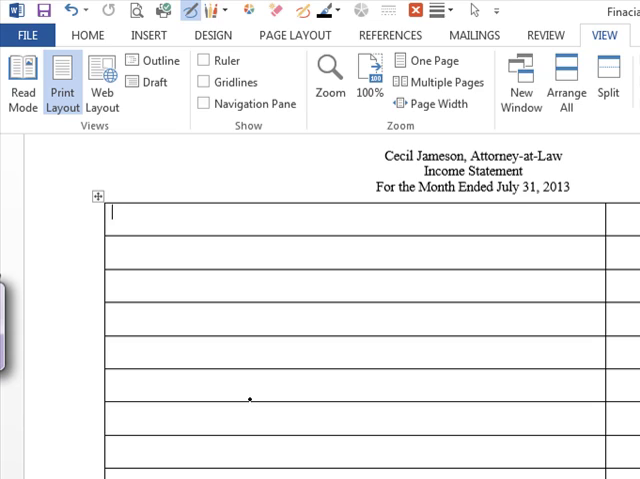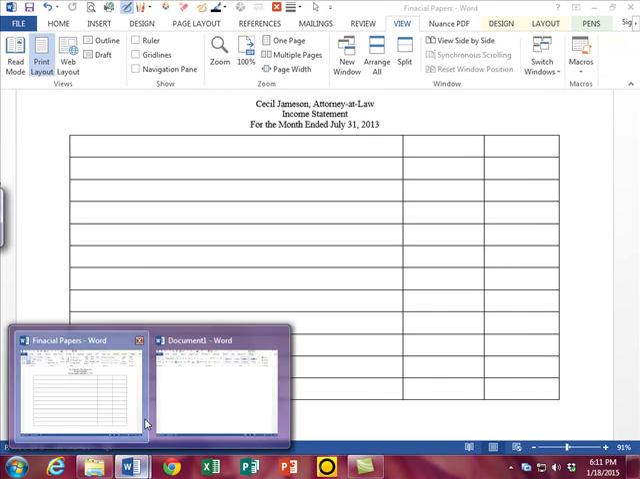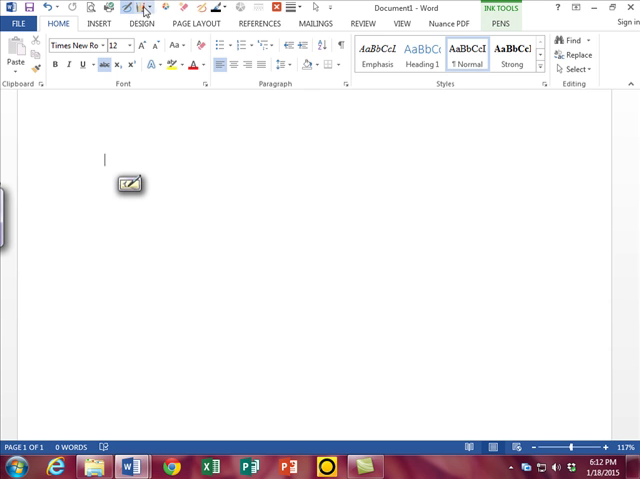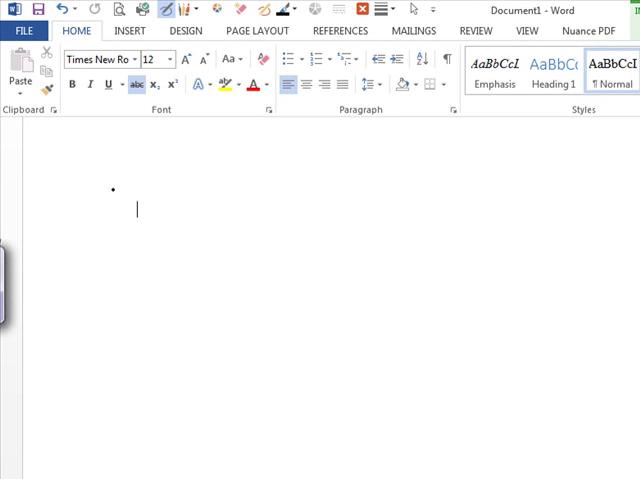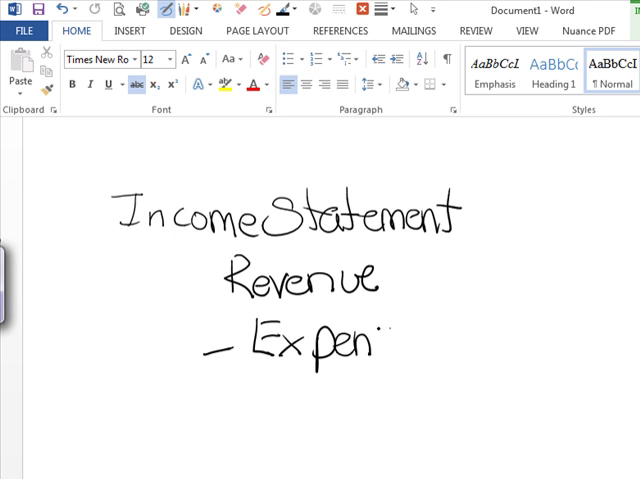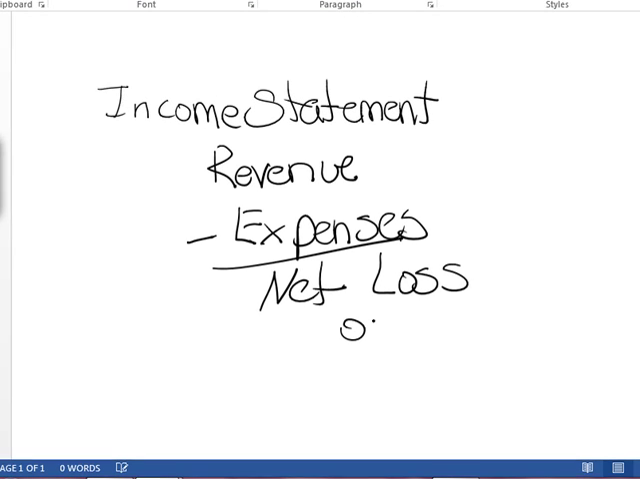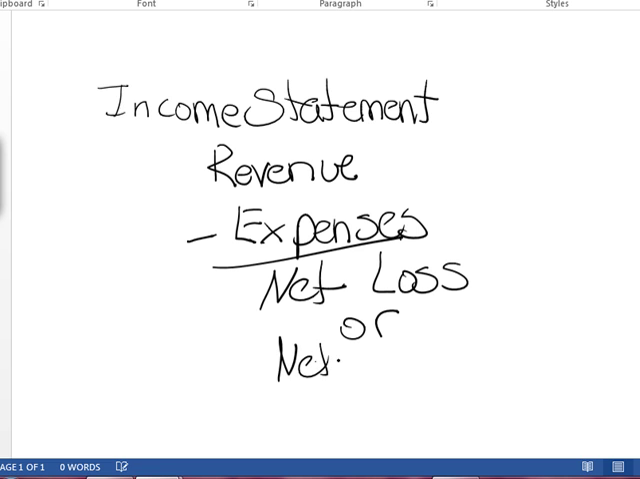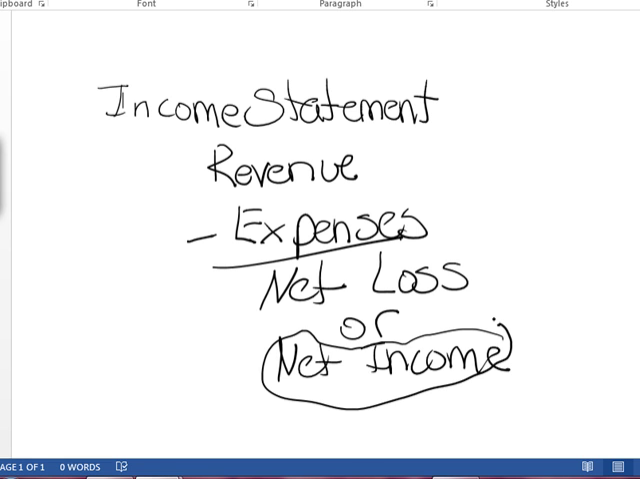The first financial statement you're going to build is an income statement. And on an income statement, we see that revenue minus expenses equals a net income or a net loss. So for the income statement, we are going to have revenue minus expenses equals net loss or net income. Preferably, we're going to have a net income.